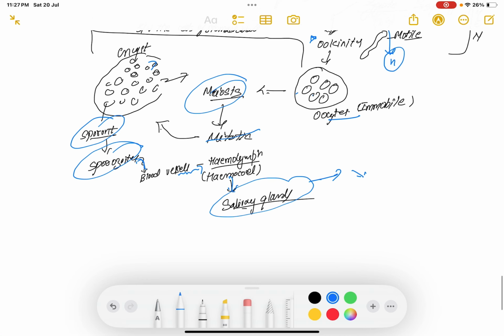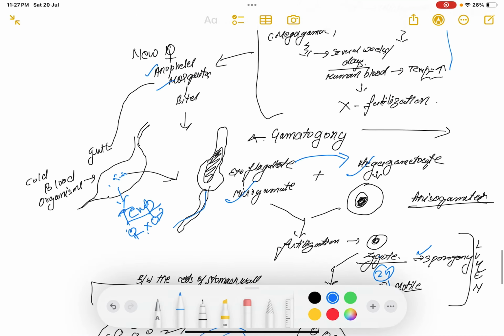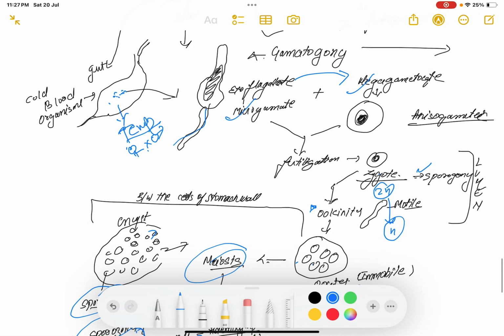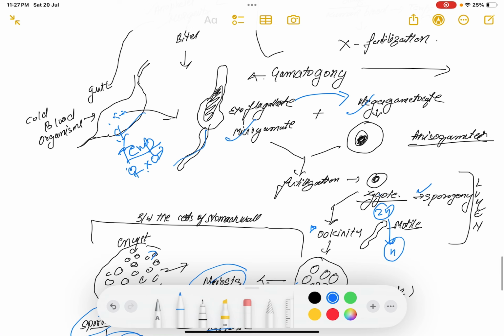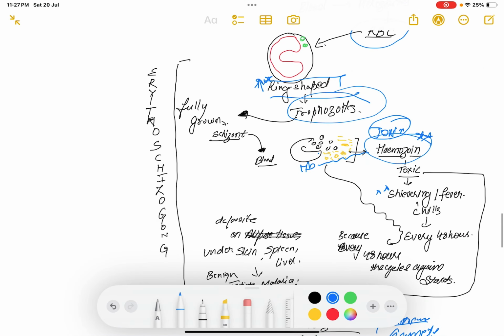What is important from the NEET point of view, you have to remember. Important: gamete production takes place in the human body, but fertilization and sexual reproduction take place where? In the gut, the stomach of the mosquito. That is the second question which is important.